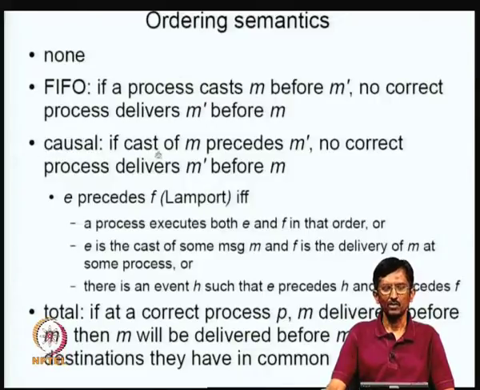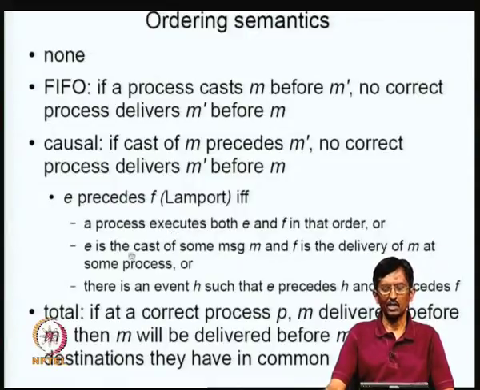What about causal? If the broadcast or multicast of M precedes M prime, no correct process delivers M prime before M. Now, this notion of precedence, I think last time we mentioned that there is a way to order events in a distributed system that is due to Lamport. We went through it a bit last time. Basically, all it says is that if, for example, a process executes E and F in that order, then E precedes F. Or we are talking about messages in a system.